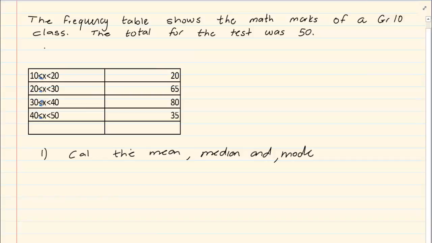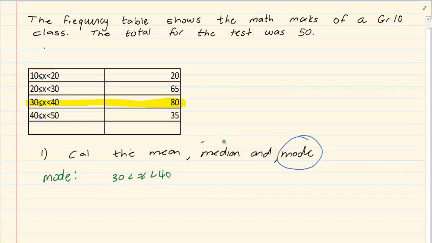Now, when we're doing the frequency and we want to calculate the mean, median, and mode, the mode is quite easy. You look at the highest number. So in this case, the highest number lies there. So the mode of this graph is going to be between 30 and 40.